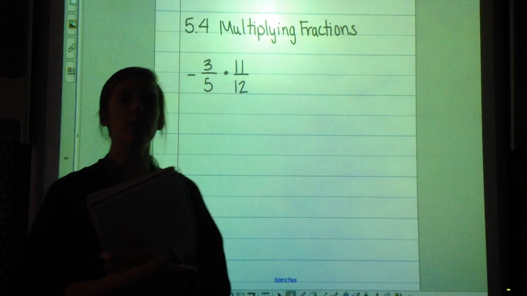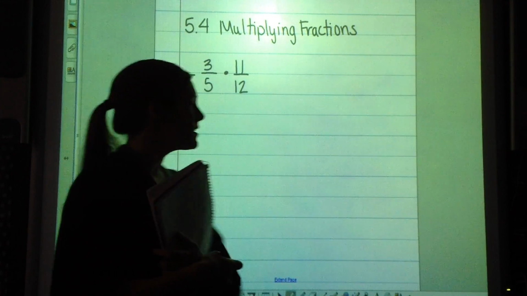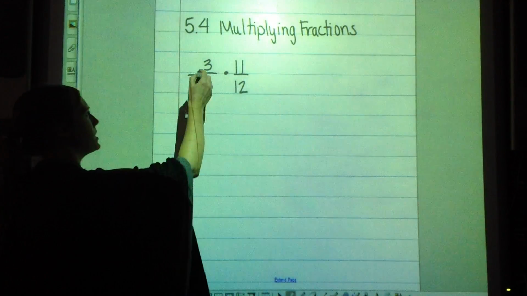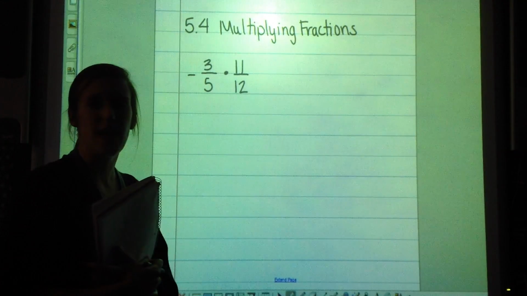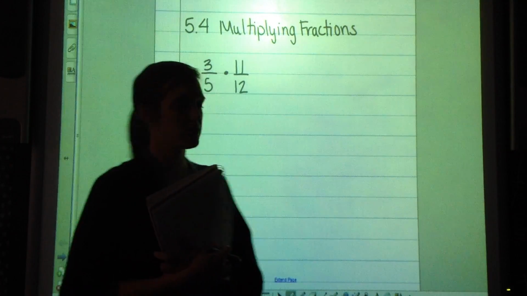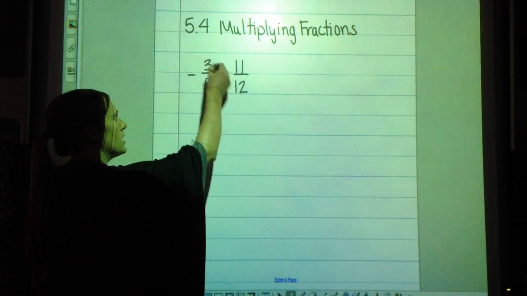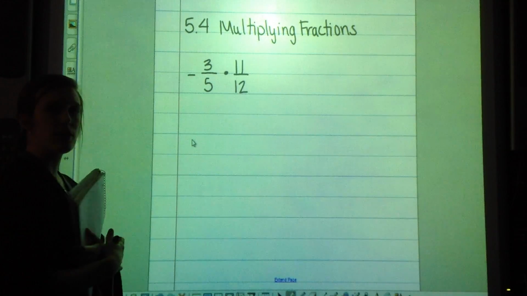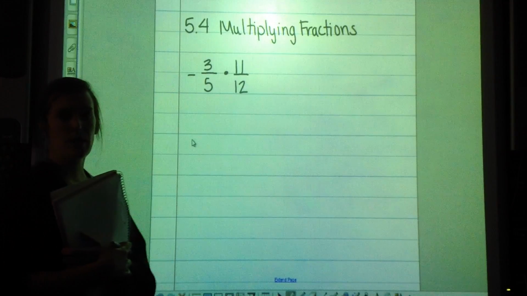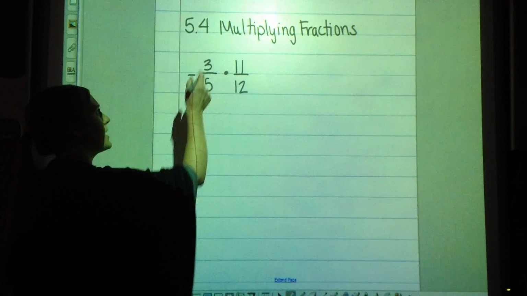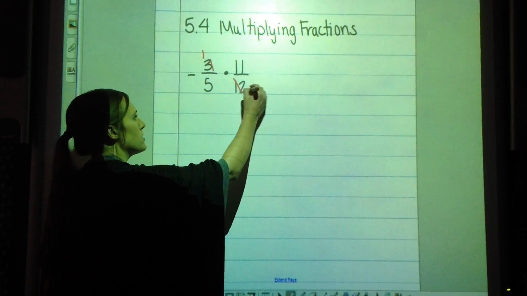You are going to multiply the numerator and the denominator. But there is a shortcut. Instead of just multiplying straight across, meaning 33 over 60 and having to reduce big numbers at the end, I'm going to cross reduce right away. Cross reduce is looking across. So I'm looking at 3 and 12, finding the greatest common factor between the two. Between 3 and 12, the greatest common factor is 3, and that's what I'm going to divide out of both of those. 3 divided by 3 is 1, and 12 divided by 3 is 4.